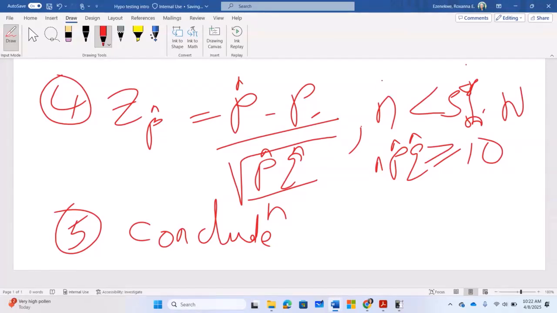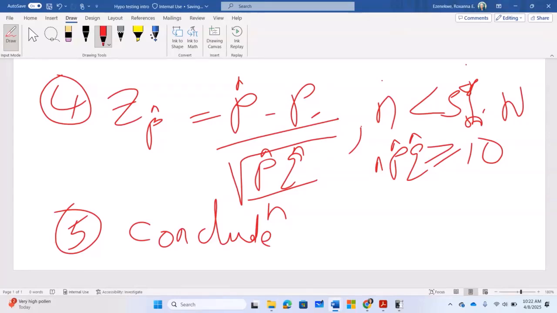The first step is identify the claim, the null hypothesis, and alternative hypothesis. Number 2 is identify alpha. Number 3 is calculate the critical values. Number 4 is calculate the test statistic. And number 5 is use the test statistic to make the decision, or use the p-value to make the decision. If it's a two-tailed test, you can also use a confidence interval to make the decision.